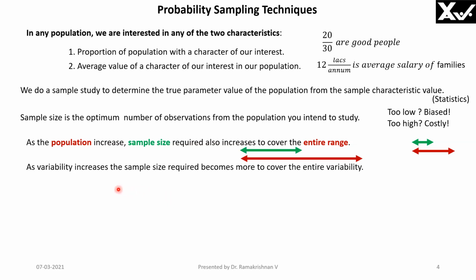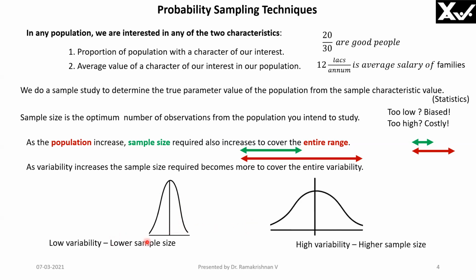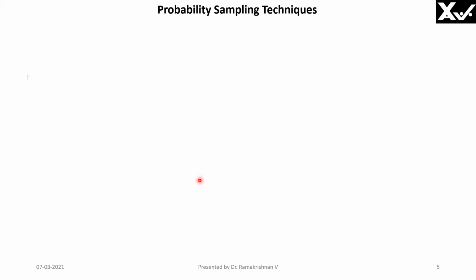It also depends upon the variability in the population. As variability increases, the sample size required becomes more to cover the entire variability. We will visualize this also. So this is a population that has a low variability, that means low standard deviation, low variance, low coefficient of variation. And therefore the sample size is low here. In this case, the population has a high variability, therefore the sample size will be higher in this case.